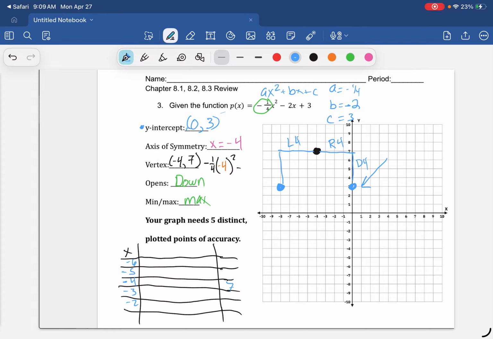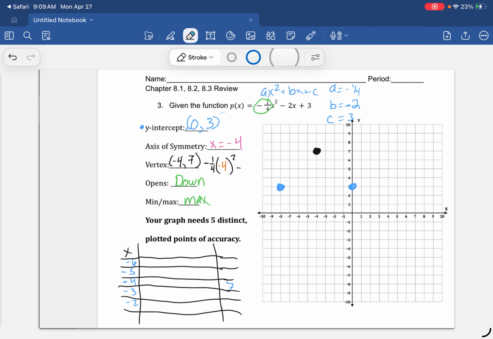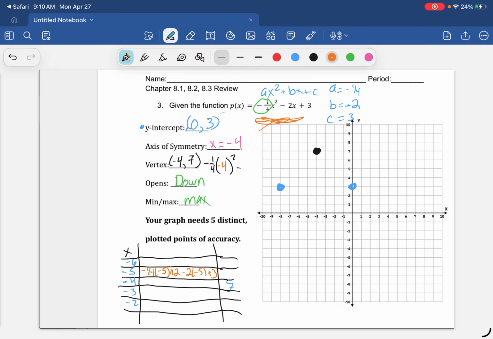This is going to help me because of the fraction. When I start plugging these numbers in, I'm probably going to get a couple of decimals. So this will help me kind of keep everything ideally on a line. Now, just like before, I'm going to take these numbers and plug them into my equation. So I have -1/4 times -5 squared minus 2 times -5 plus 3. Again, I'm using this equation up here.